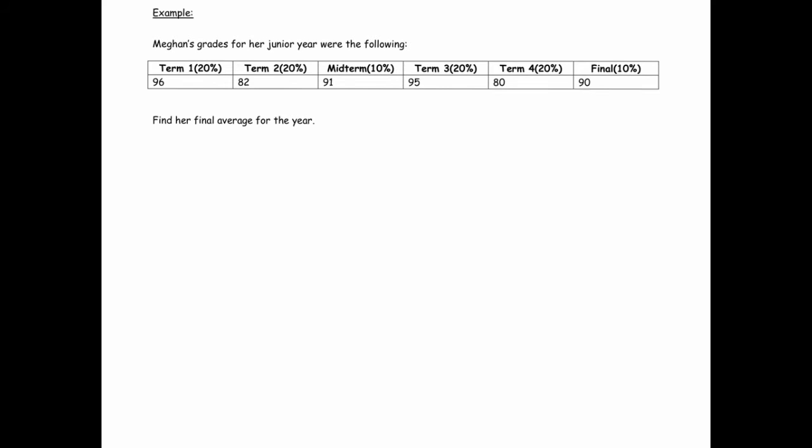So now we're going to look at finding a weighted mean when your scores are not all weighted the same. In this case, you've got Megan's grades for her junior year, and she's got term 1, 2, 3, 4, the midterm, and the final. They're not all weighted equally because the midterm and the final are weighted half of what each term is weighted. So let x bar equal Megan's final average, her grade for the year.